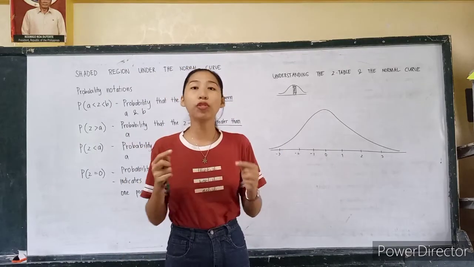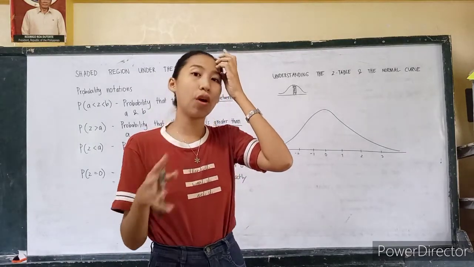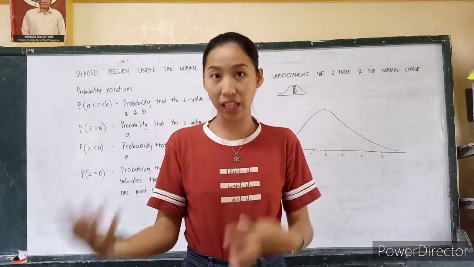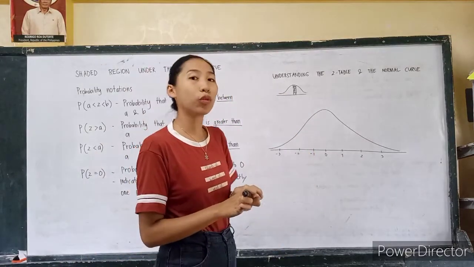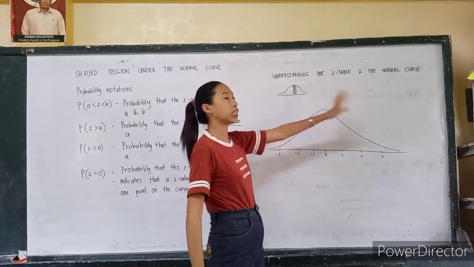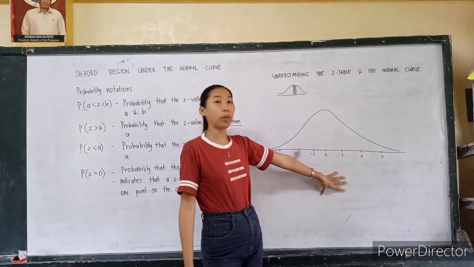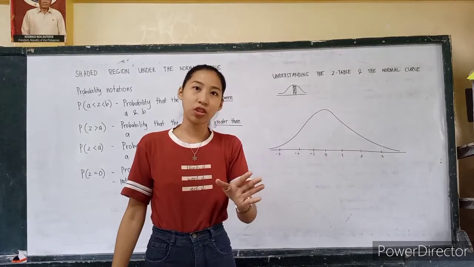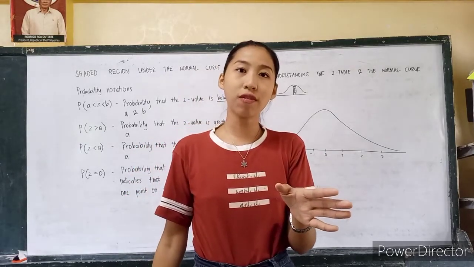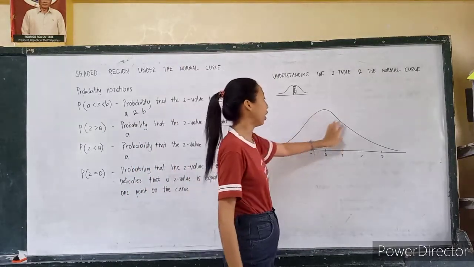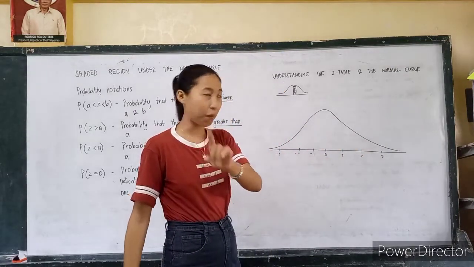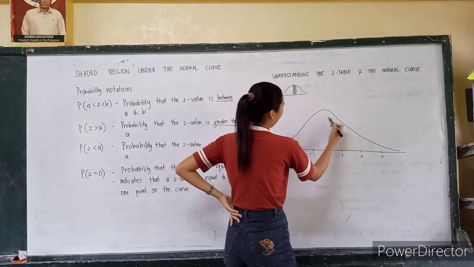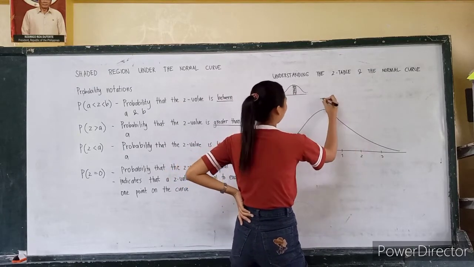That is why we are going to focus on one Z-table, the one I presented last time and which is already given in your modules. So I am going to explain the concept of the normal curve. Always remember the characteristics of the normal curve. The whole area under the normal curve is equal to 1. Remember, this whole area is equal to 1.